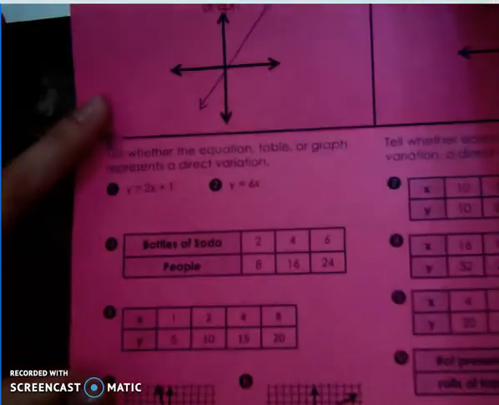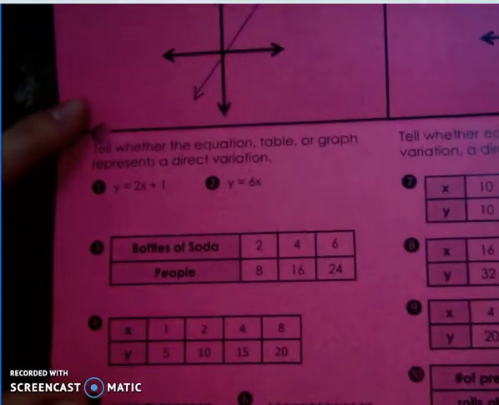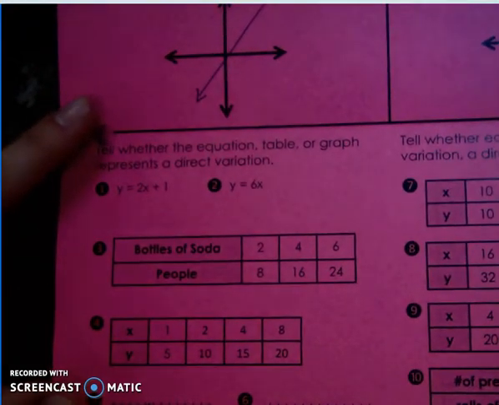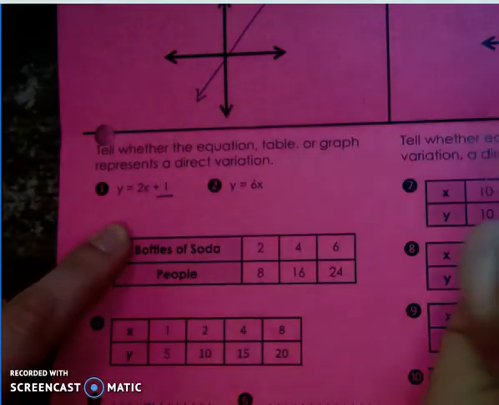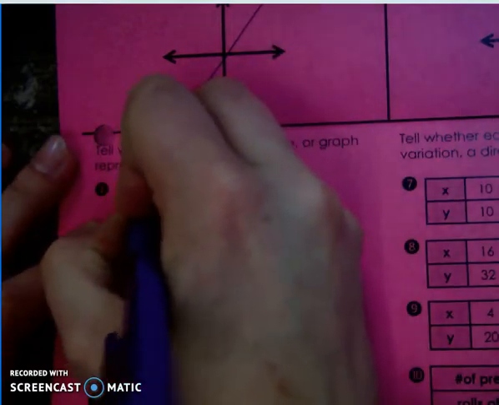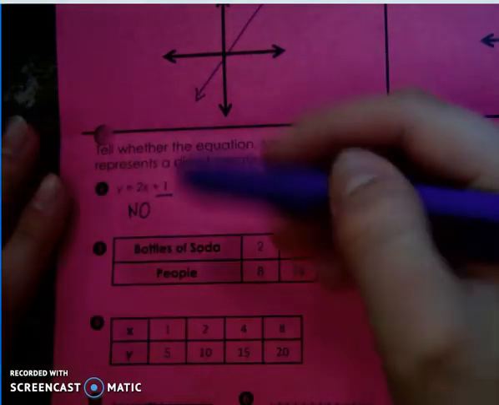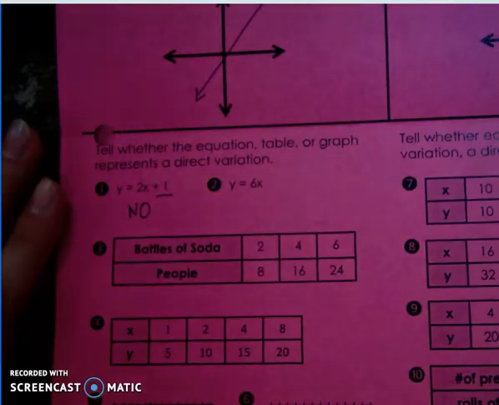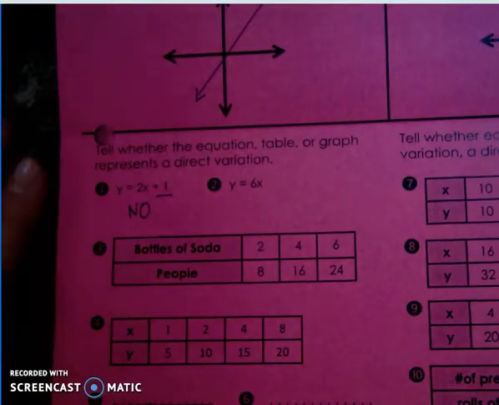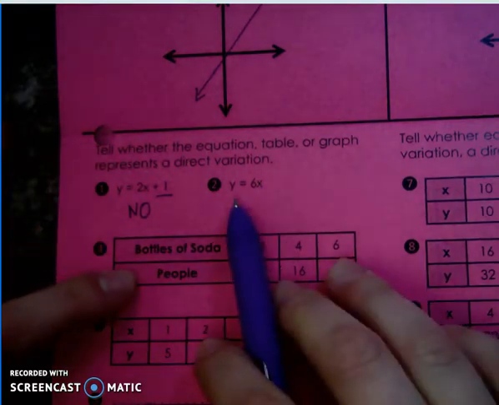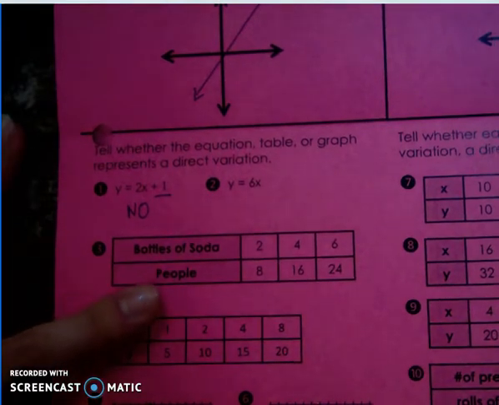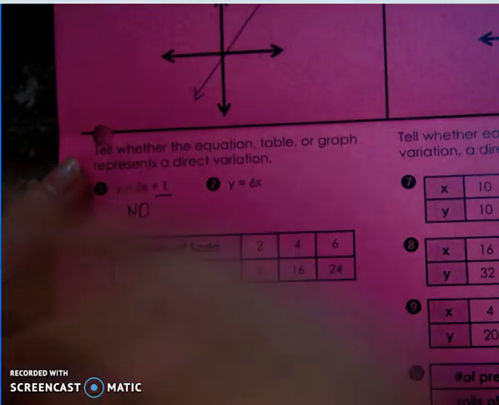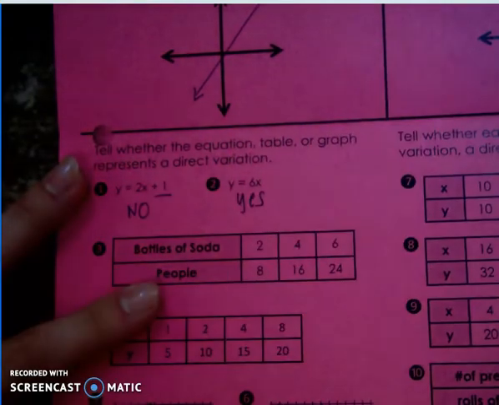All right, now let's look. Tell whether the equation, table, or graph represents a direct variation. If you'll recall, there is not allowed to be a constant, so this is no. That is not a direct variation because this means it starts at 1 on the y-axis, and our direct variation cannot. It has to go through the origin. But number 2, 6x is. X changes. It's being multiplied by 6 each time. That's a yes. That does look like my equation.